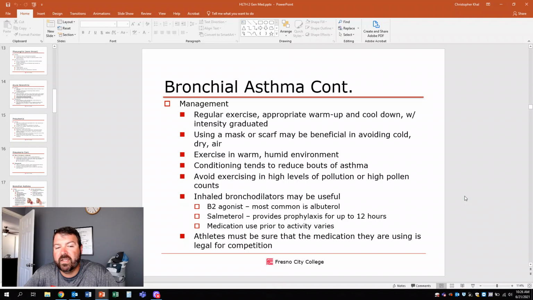Wear a mask and avoid cold, dry air. Warm, humid environments are best. Avoid exercise in high levels of pollution or high pollen counts, which is the valley.